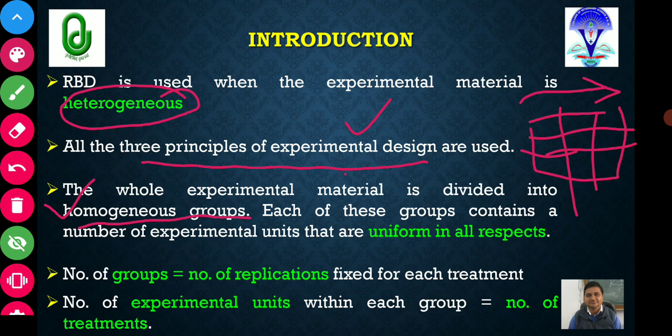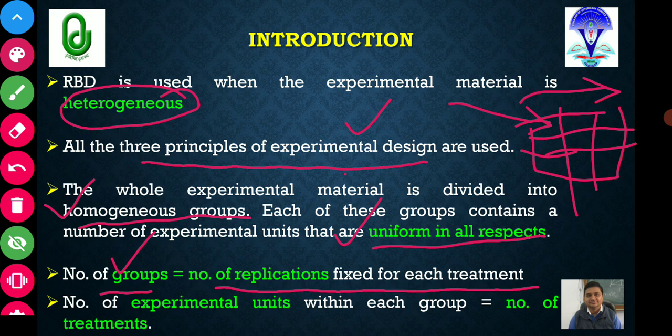So the group which we have formed, suppose this is the group, should be uniform in all respects. That we have already discussed. We will see one example from animal science also, so it will be very clear to you. Here you can see the number of groups, that is the number of blocks that you have created. The number of groups should be the number of replications fixed for each treatment. Just in the next slide we will see one example, then you will understand how the groups are decided or designed.